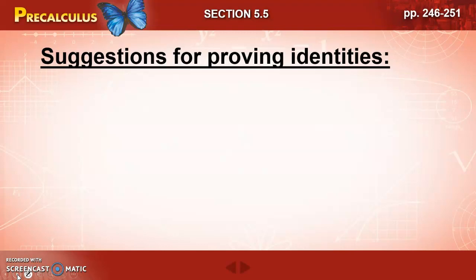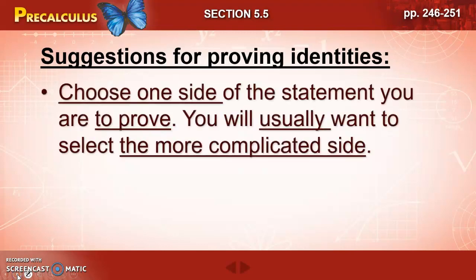I'm going to go through the steps in this video, part 1, and then part 2 will actually work through proving some identities. So when proving identities, the first thing that you are going to be given is an equation. One thing is equal to something else, and you're being asked to prove that that is in fact true. When you do that, you want to choose one side of the statement that you are going to prove. So you're going to start with one, and you're going to follow some mathematical steps to try and get it to look like the other side.